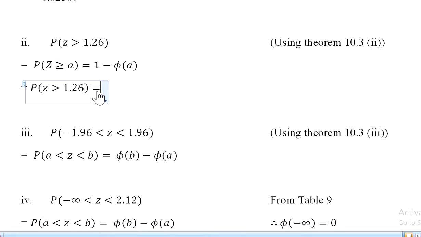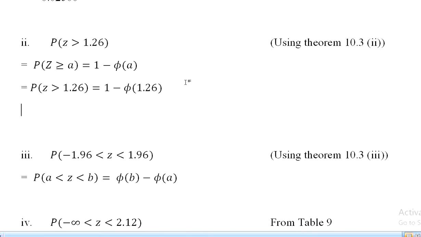This is equal to 1 minus phi of 1.26. Now I will look up phi of 1.26 in the table and subtract it from 1. That is equal to 1 minus, now I'm going to find this probability.